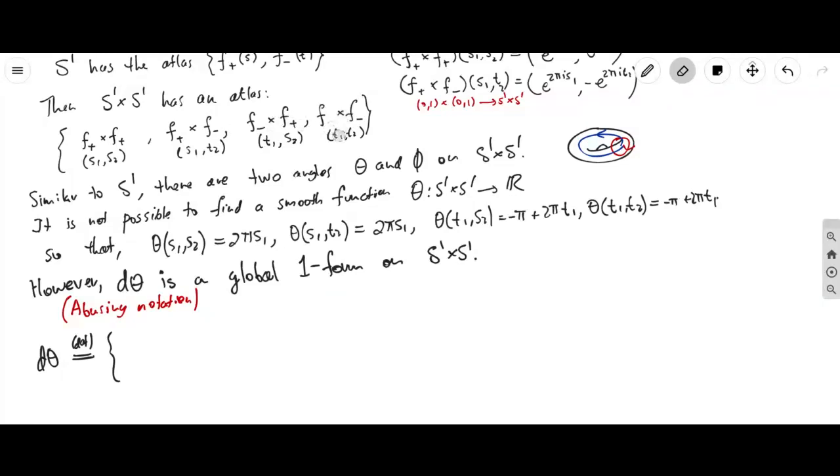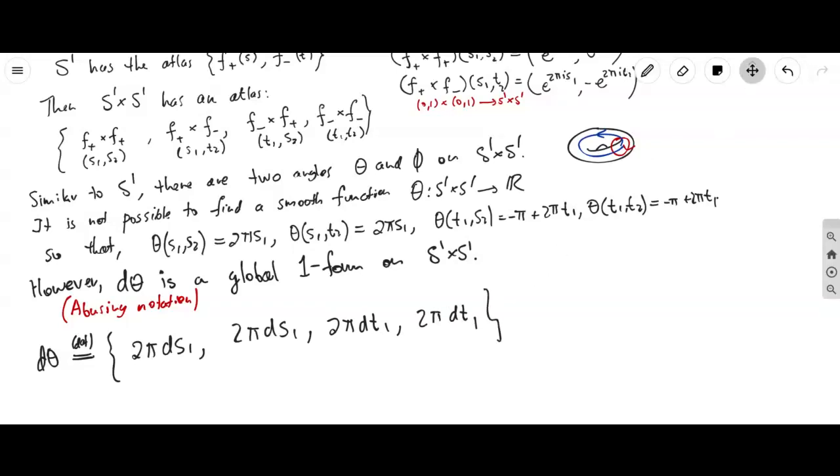These are functions on the open Euclidean square, and you can therefore calculate their exterior derivative. So on this chart, this function, its exterior derivative would be 2 pi ds1. This one would be 2 pi ds1. This one would be 2 pi dt1, and this would be 2 pi dt1.